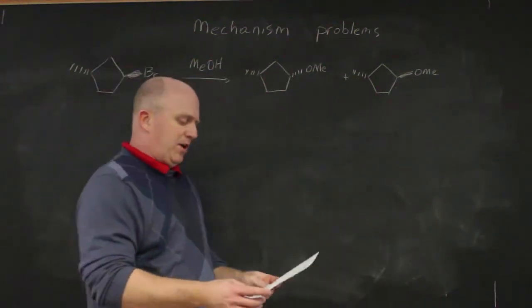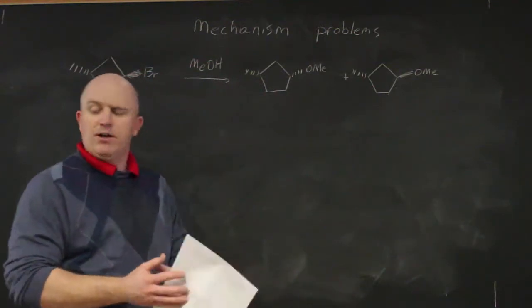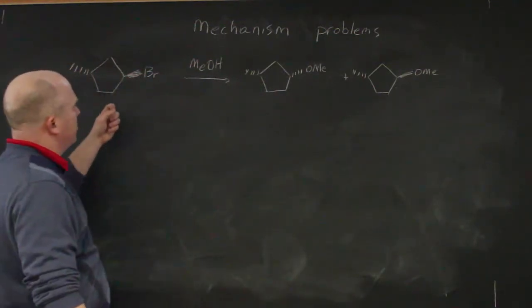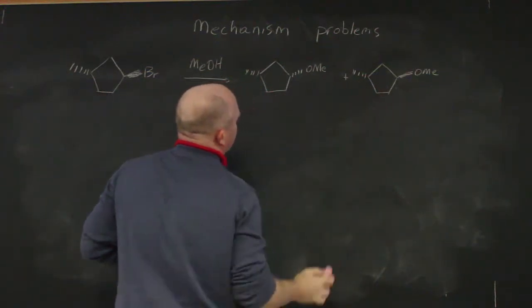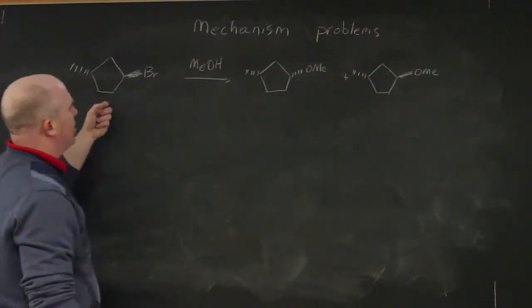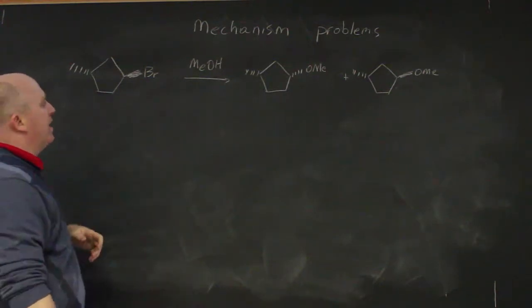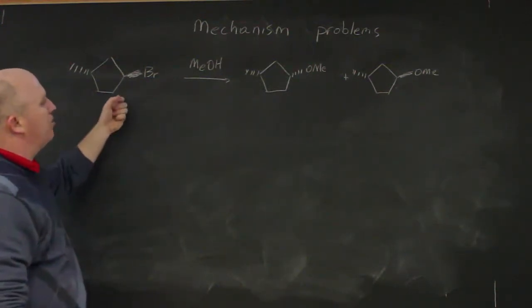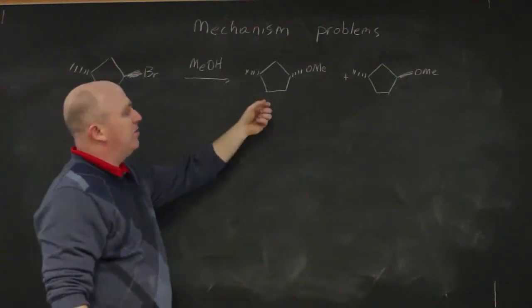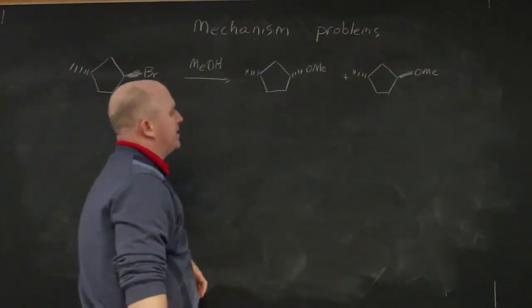So for mechanism problem 4 on the Miller handout, what we're specifically trying to do is justify why we make both diastereomers of this methyl ether product when we're starting with a single enantiomer of an alkyl bromide. So this methyl cyclopentyl bromine species is a single enantiomer, and in the presence of methanol, we end up running some kind of reaction.